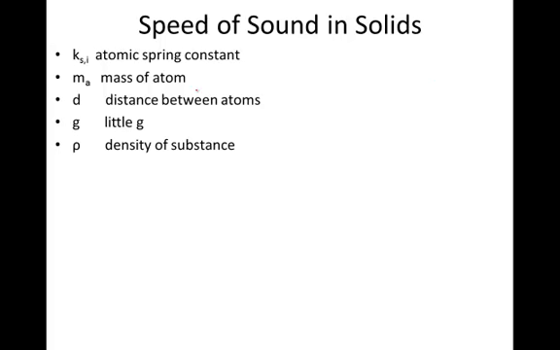So if we're going to figure out the velocity, or speed, of sound in a solid, what we can do is look at all the possible different quantities that this might depend on. What I want is to see if I can combine these quantities to get something that has units of velocity. Remember, the square bracket means units of. So the units of v are meters per second.